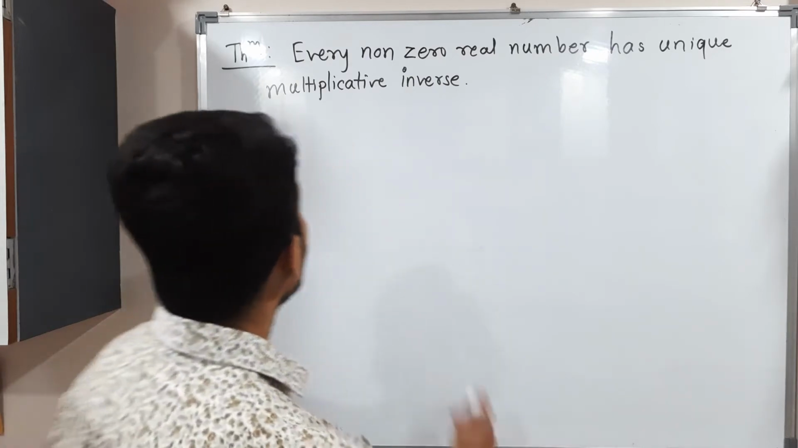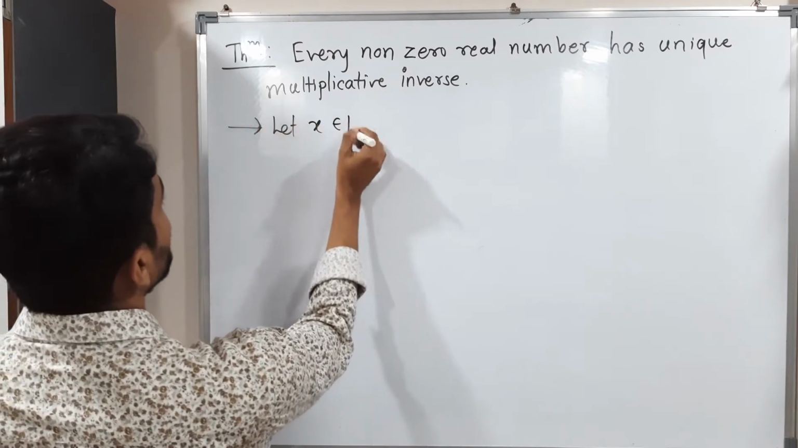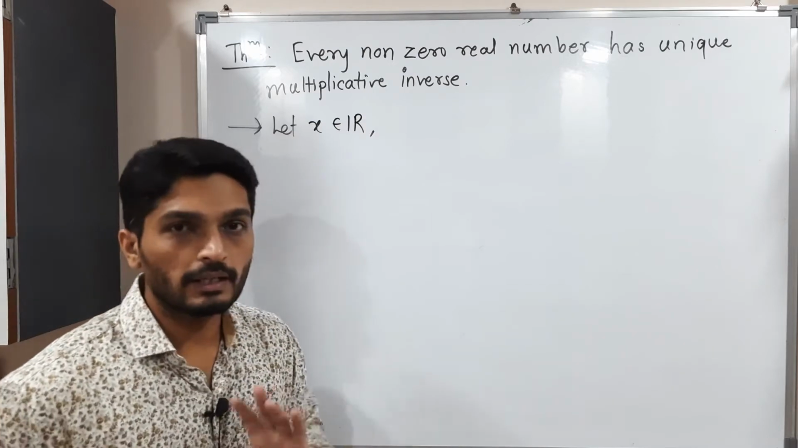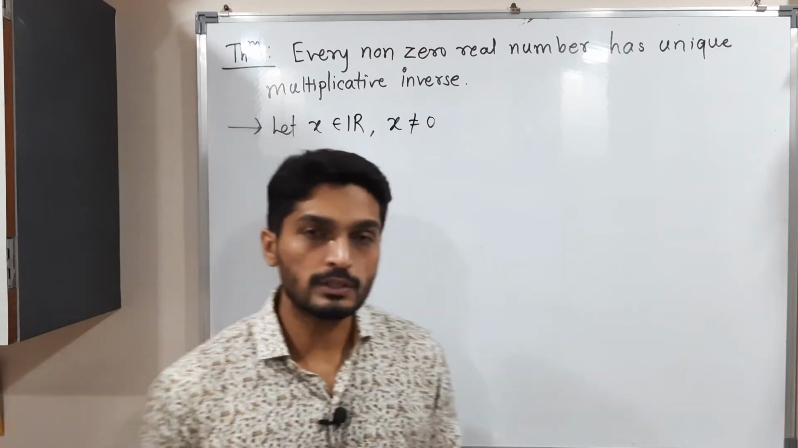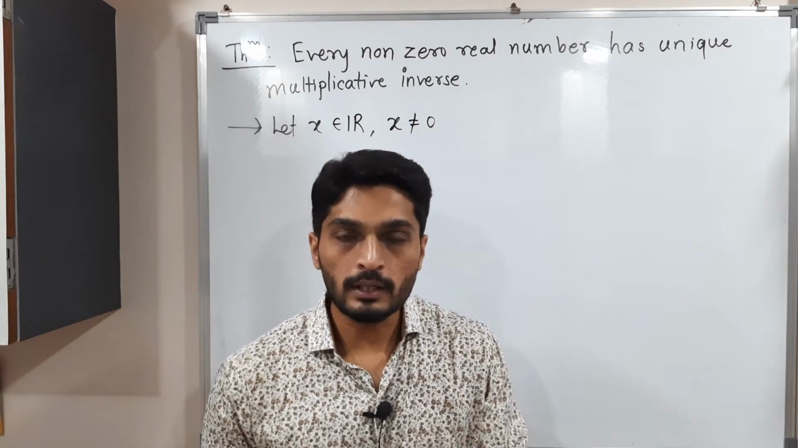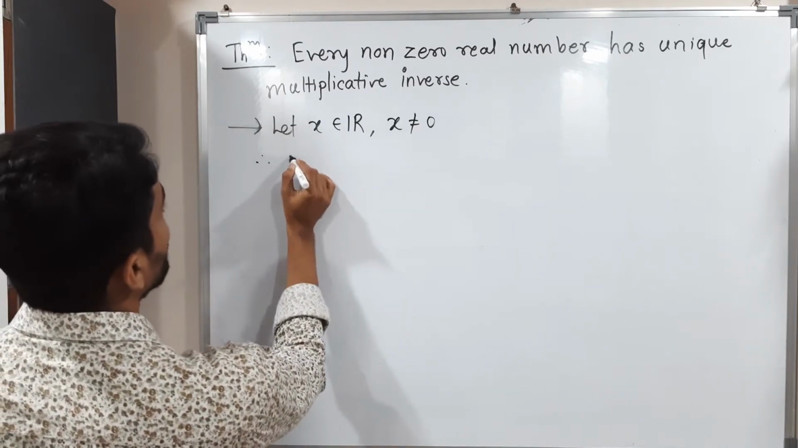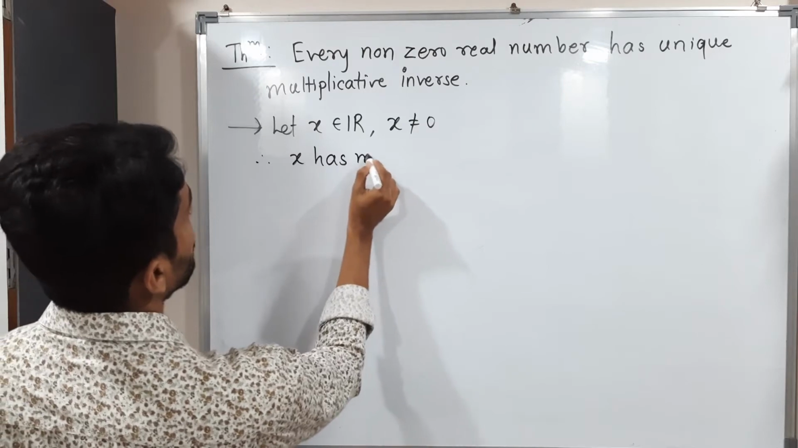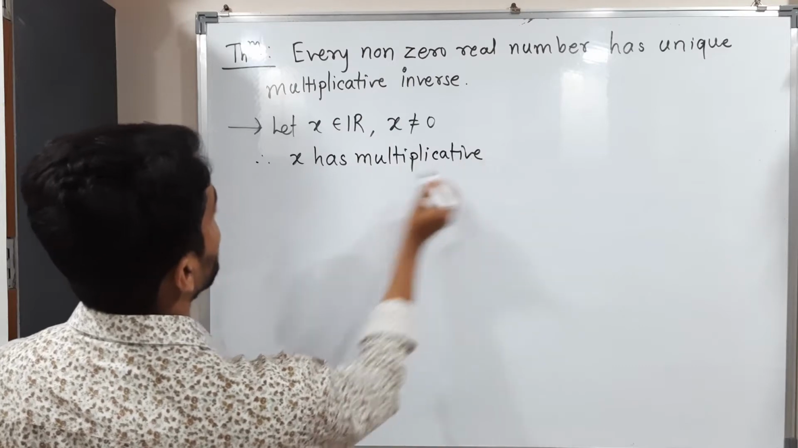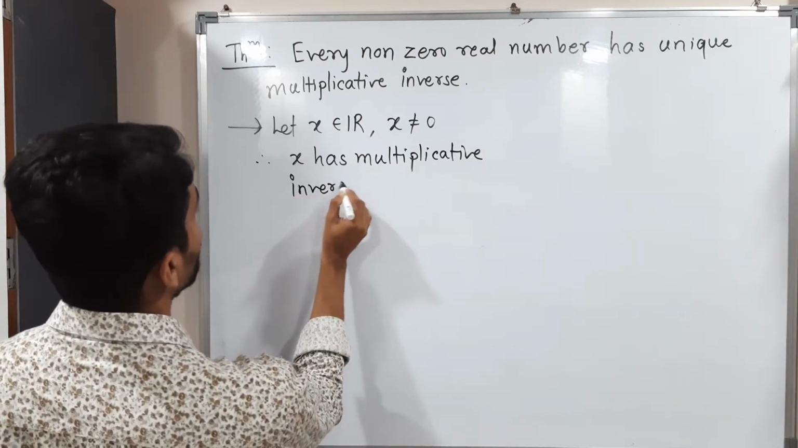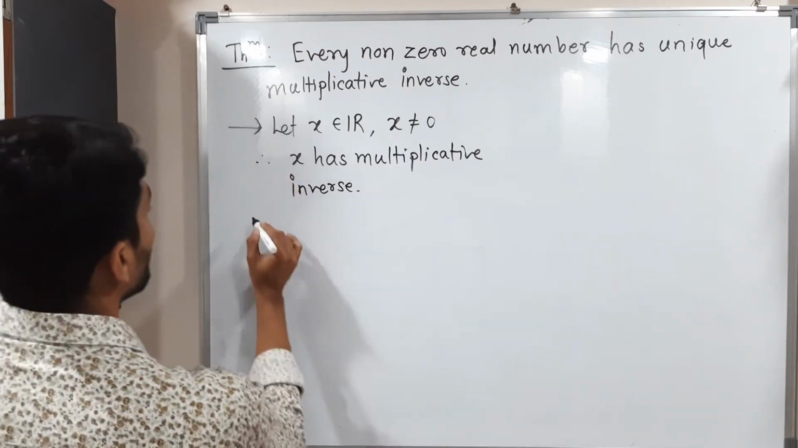Let us prove. Let x belongs to R. I am taking one real number such that it is not equal to 0. It is non-zero. Okay. So if you have any non-zero real number, definitely it has inverse. Therefore, x has multiplicative inverse, because it is non-zero. So therefore it has multiplicative inverse. We have to prove that it is unique.